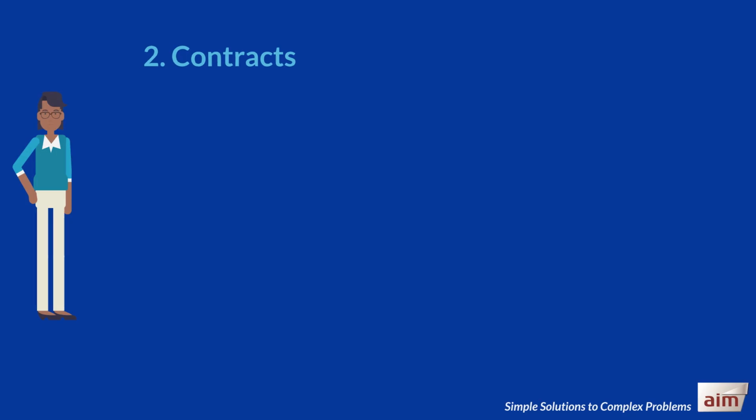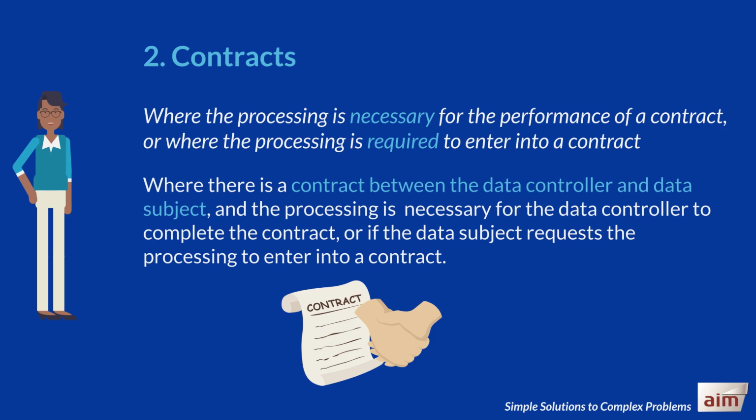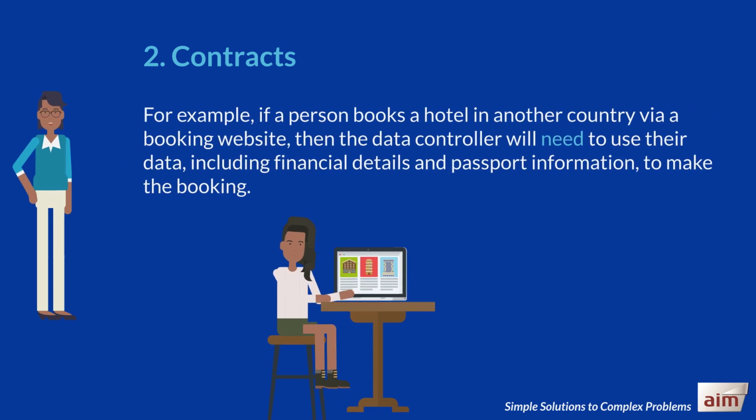2. Contracts. Where the processing is necessary for the performance of a contract, or where the processing is required to enter into a contract. Where there is a contract between the data controller and data subject, and the processing is necessary for the data controller to complete the contract, or if the data subject requests the processing to enter into a contract. For example, if a person books a hotel in another country via booking website, then the data controller will need to use their data, including financial details and passport information, to make the booking.